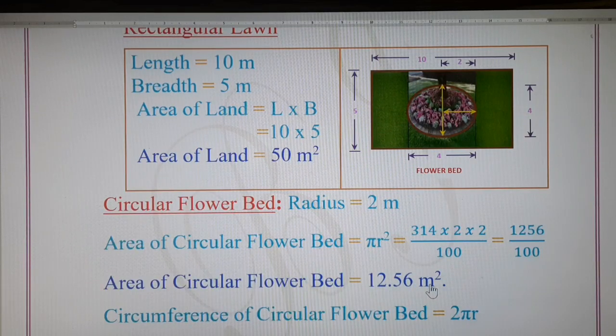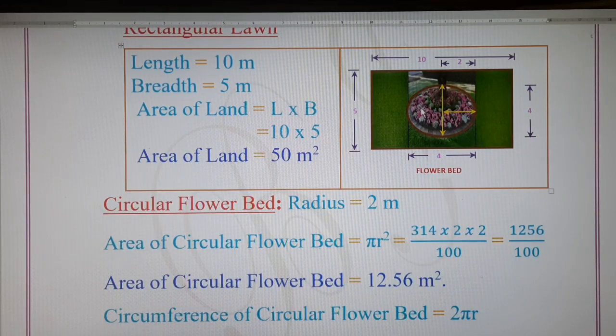Whenever the area topic is there, children, I have repeatedly reminded you that we have to write the unit as meter square or centimeter square, but we have to remember to write the degree 2 or the power 2 next to the unit. So here the unit is in meter. So we have to write the area in meter square. So the final answer for area of circular flower bed will be 12.56 meter square.